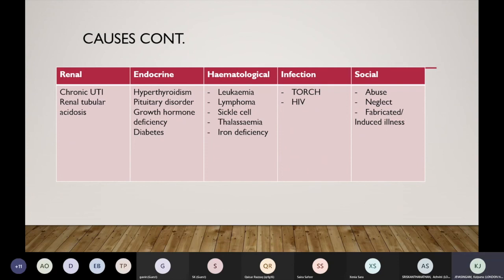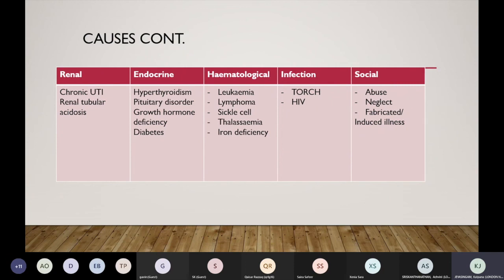Hematological, obviously you think about it if it's more of an acute case and an otherwise well child with blood findings that are more suggestive of pancytopenia or lymphoblasts or blood film changes, then you think more of malignancy like leukemia, lymphoma. Or if there's a family history of sickle cell, thalassemia, iron deficiency, then obviously you go down that route as well.